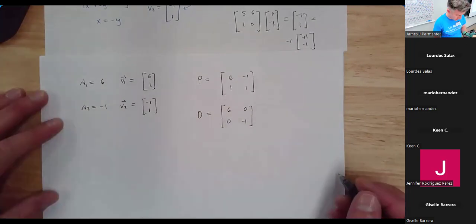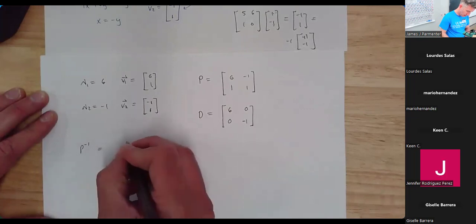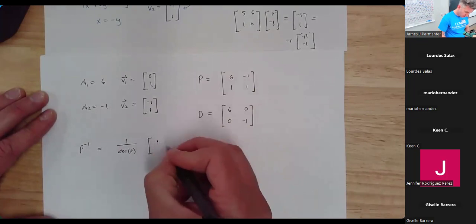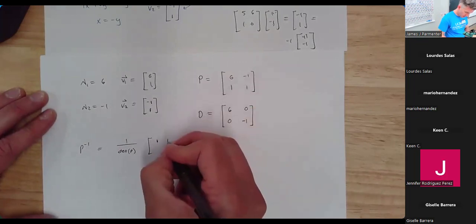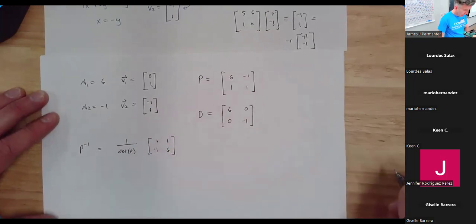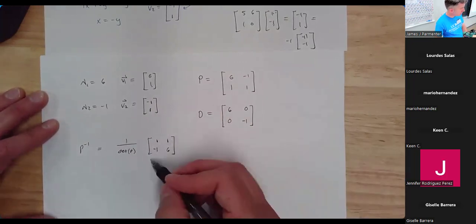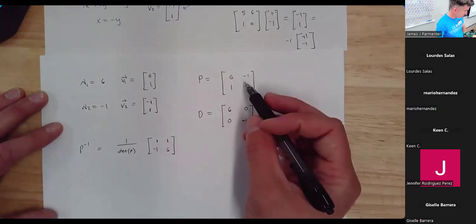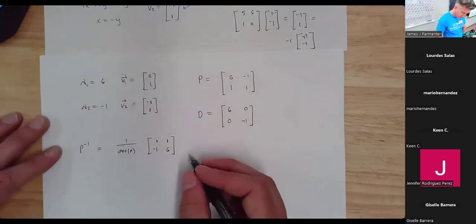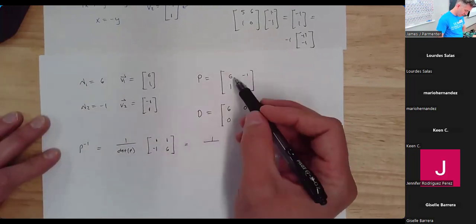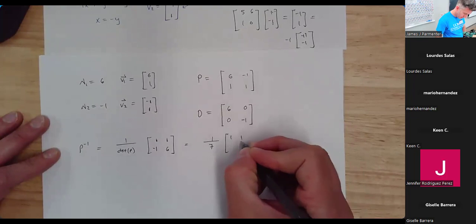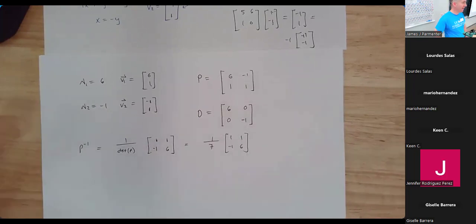And then we should find P inverse. So P inverse is going to be 1 over the determinant of P. And then we're going to interchange the 6 and the 1, change the signs of the other two things. I will stress here, we didn't interchange those two, right? Those didn't switch places. We changed them to the negatives of themselves, which happened to get the same result, but okay. So that's going to be 1 over, let's see, the determinant of P is 6 minus minus 1, 7. And I wouldn't multiply that out. I would leave that as is.